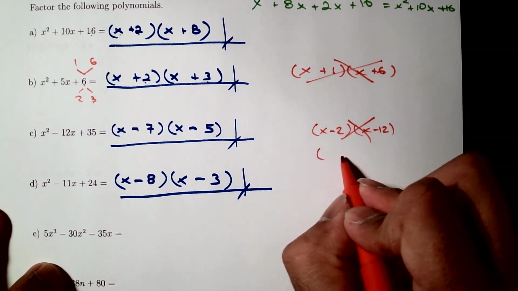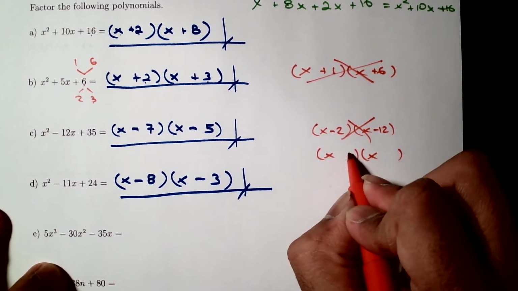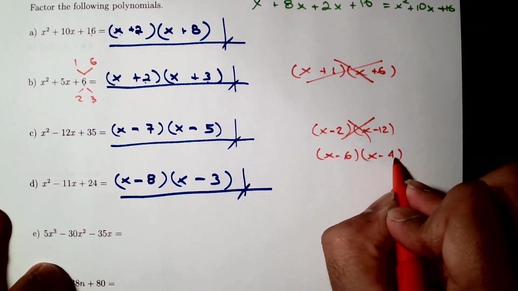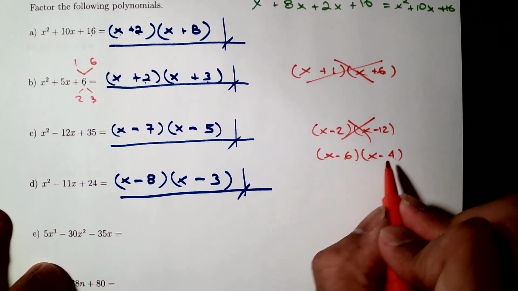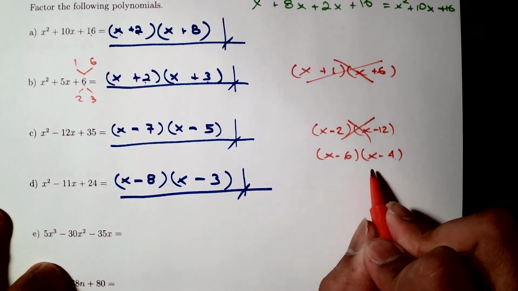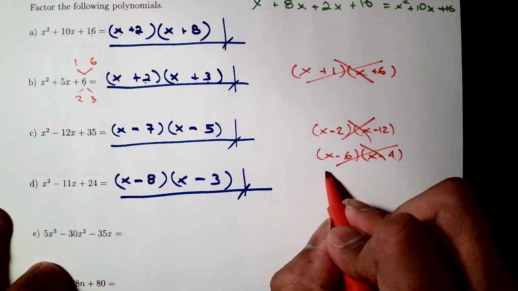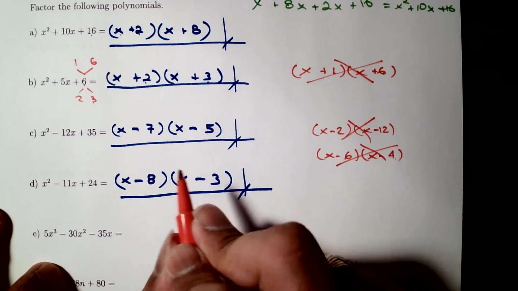We also have the following option, 6 and 4. Negative 6 times negative 4 is indeed 24, but negative 6 minus 4 is not negative 11. In fact, it's negative 10. So we cannot go with that choice. All right. So we have different ways to factor, but only one is the one that works.